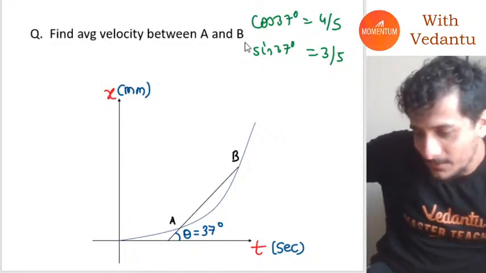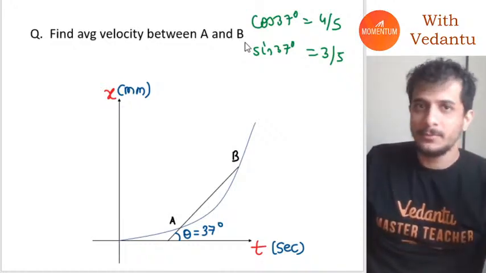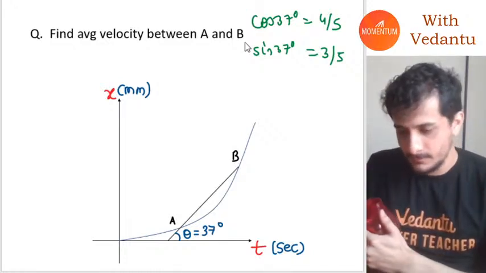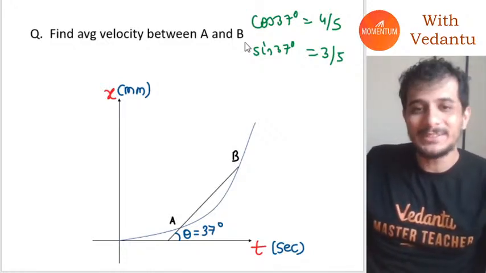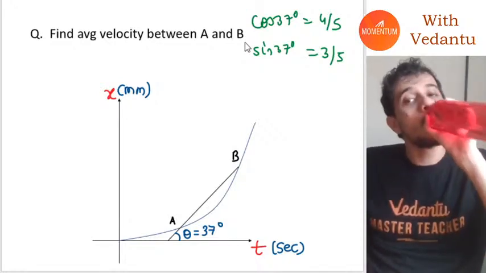Tell me, what will be the average velocity? I think everybody should know this as well. It will be 4 by 3 or 3 by 4.